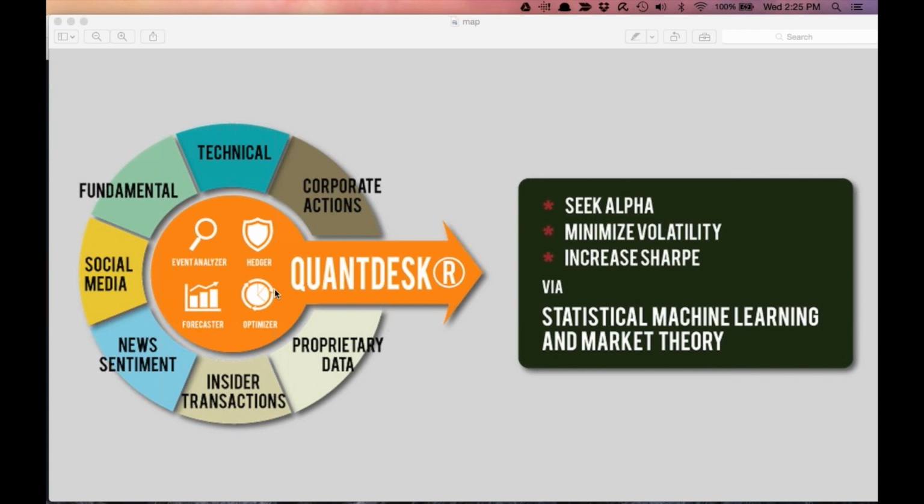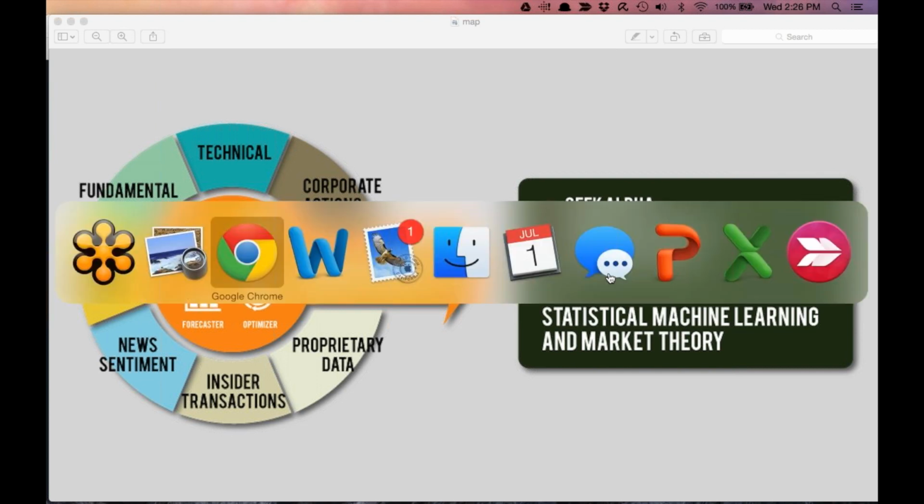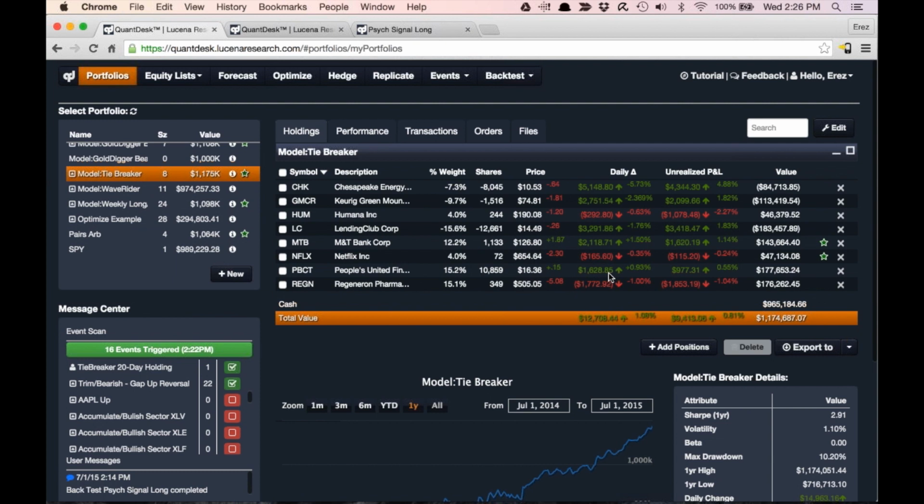What you see here is a diagram that shows some of the data sources that we incorporate into KwanDesk. Essentially, we have our core indicator set, technical indicators, fundamental indicators, and the social media sentiment is really where PsychSignal provides their punch to enable identification of potential price actions based on social media sentiment analysis. And we incorporate that into KwanDesk, and essentially that enables our customers to seek alpha, minimize volatility, or increase Sharpe ratio in their investment strategies. It's all done, of course, through statistical, machine learning, and market theory technology.